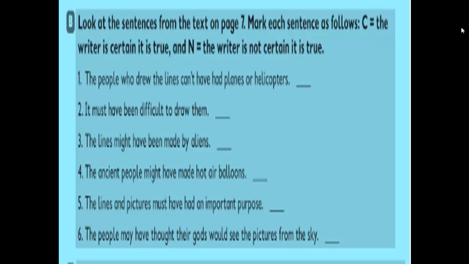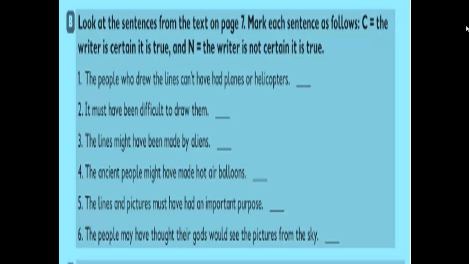Number 4, the ancient people might have made hot air balloons. The ancient people might, here we have to notice might. Yes. So the writer is not certain it's true, because he or she uses the auxiliary verb might.